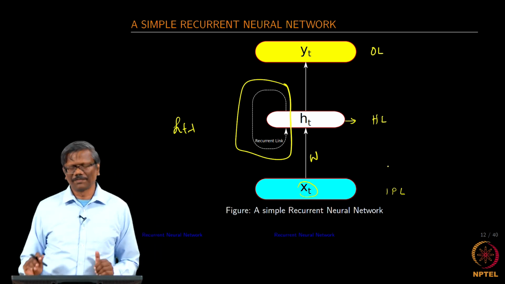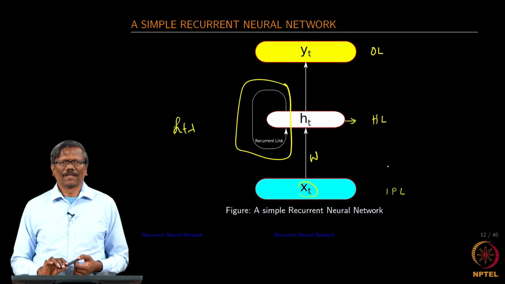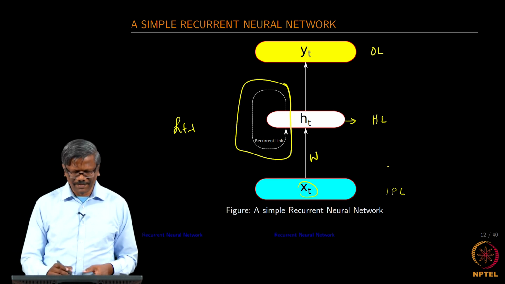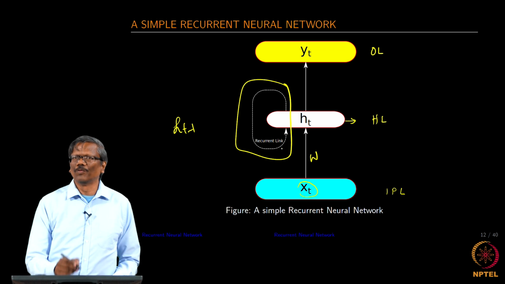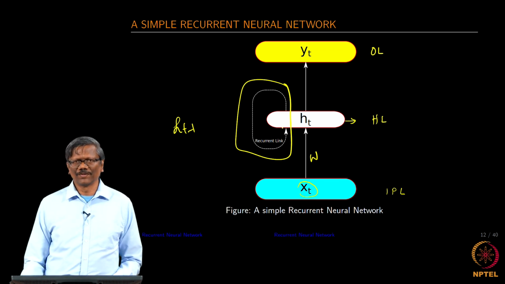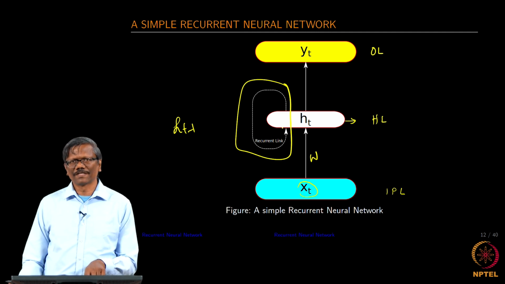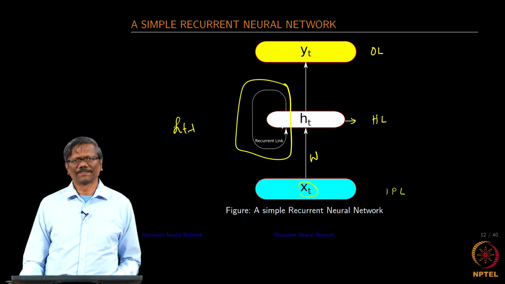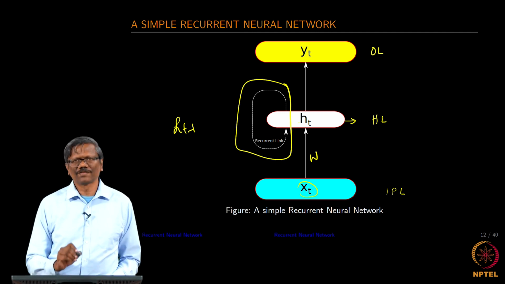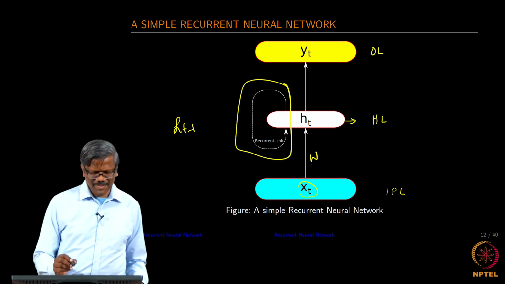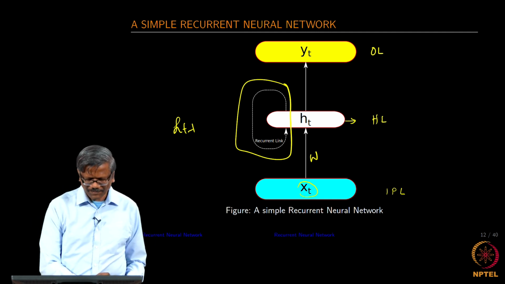So, this is one simple recurrent neural network where there is a small loop introduced in the hidden layer. This is going to give us the time series. Let us see how it does.